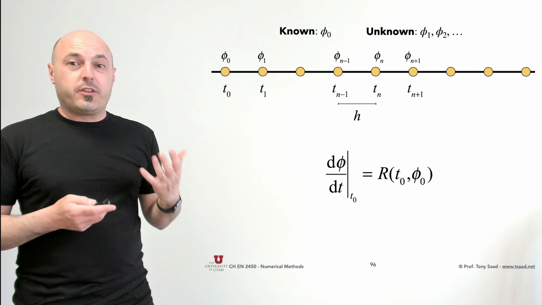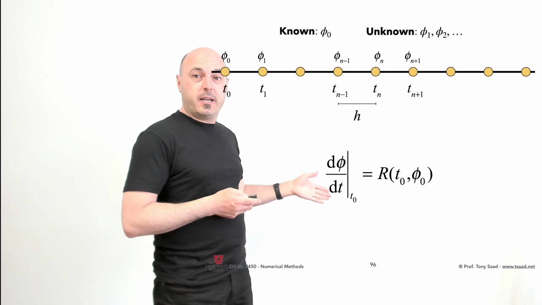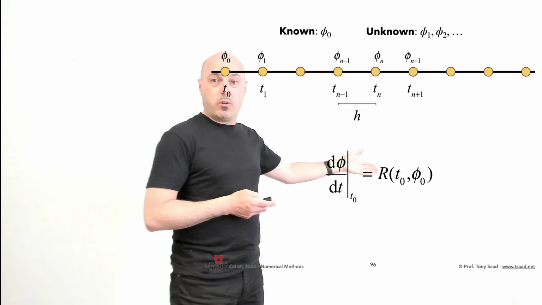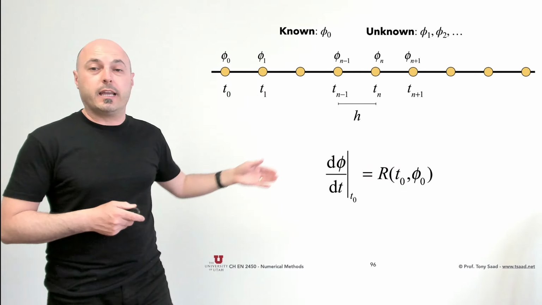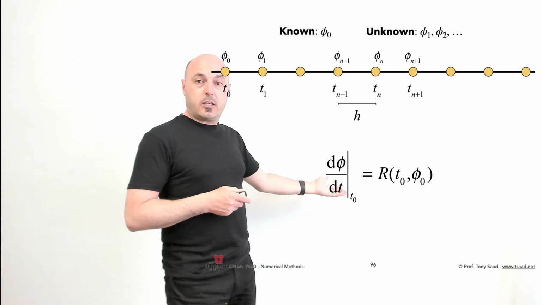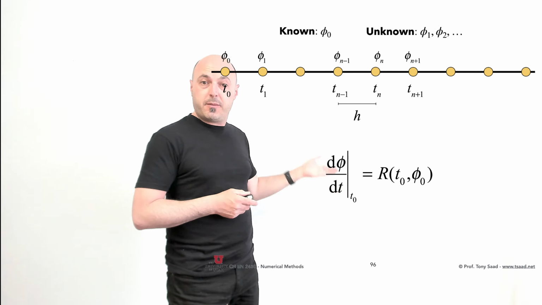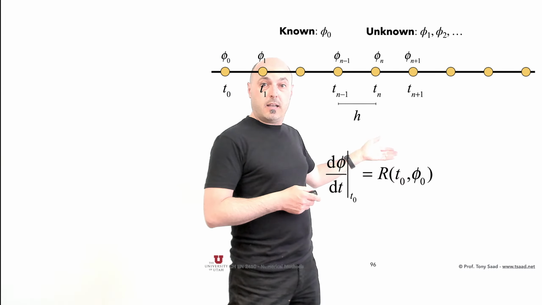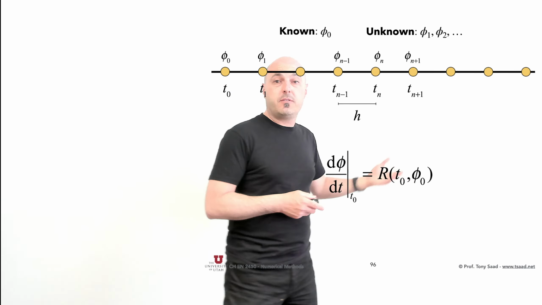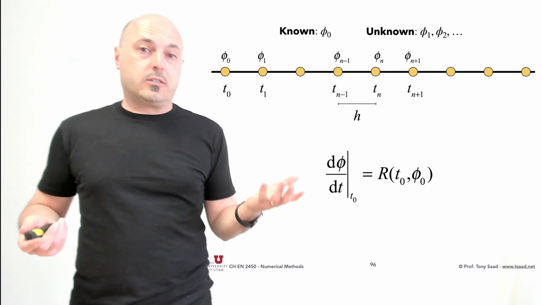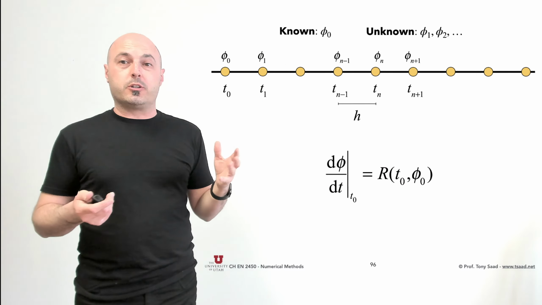We know the governing equation. We know that d phi by dt is equal to some right-hand side. So what if we say, okay, d phi by dt at t0, we're going to take the governing equation and say d phi by dt at t0 is identically equal to r of t0 and phi0. Is this not correct? That is correct, because the governing equation is valid.